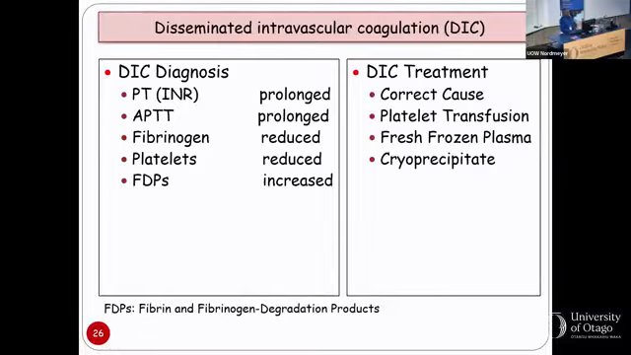In terms of what derangements we see: PT/INR prolonged, APTT prolonged, fibrinogen reduced, platelets reduced, FDPs increased, fibrin degradation products, D-dimer increased. DIC treatments, this is an area that we should just leave to the coagulation experts. It's pretty tricky. So, anyway, yeah.